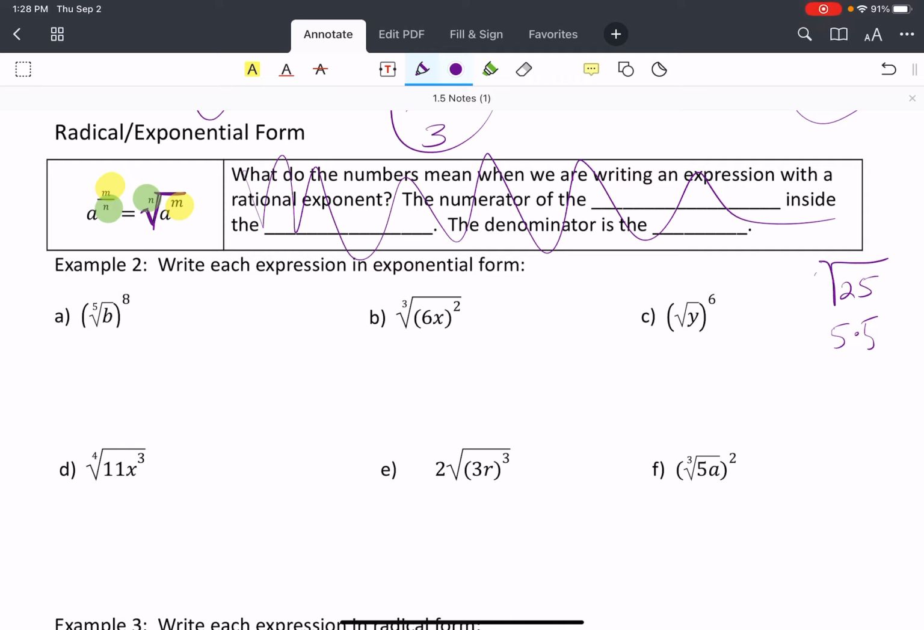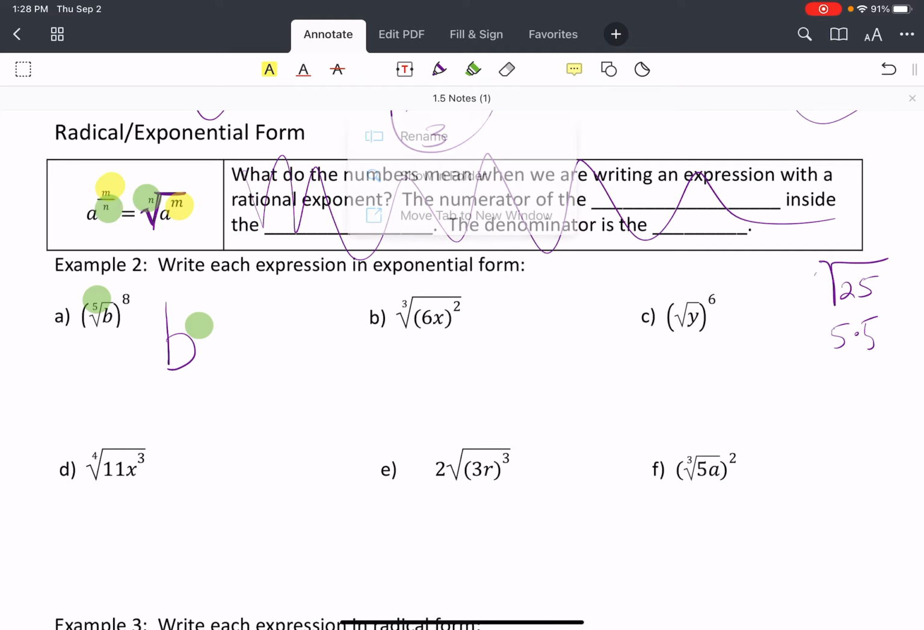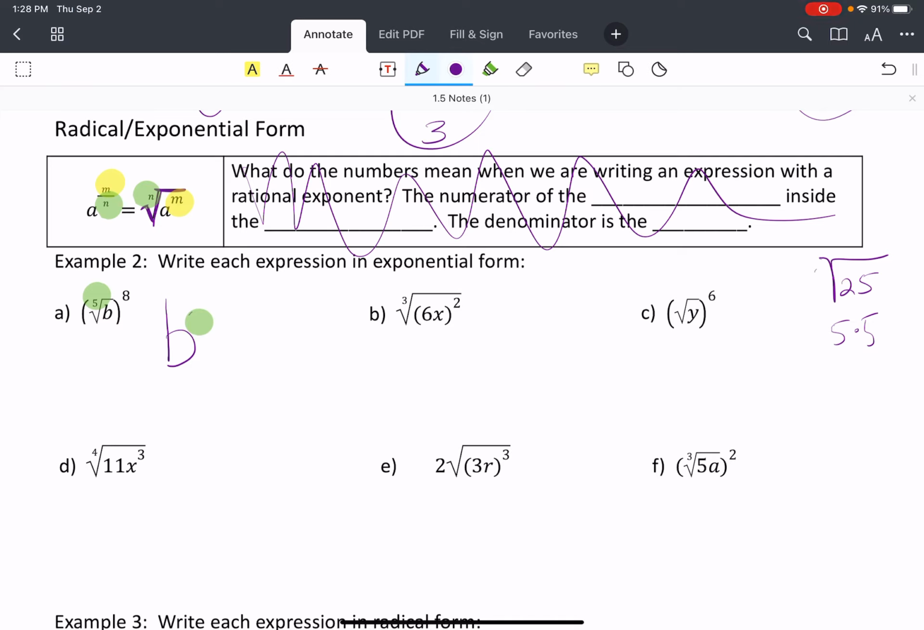So if I'm going to convert this to a fractional exponent, then I know my b is my base. And then I know that my radical is my denominator. And my exponent is my numerator. So it'd be b to the 8/5.